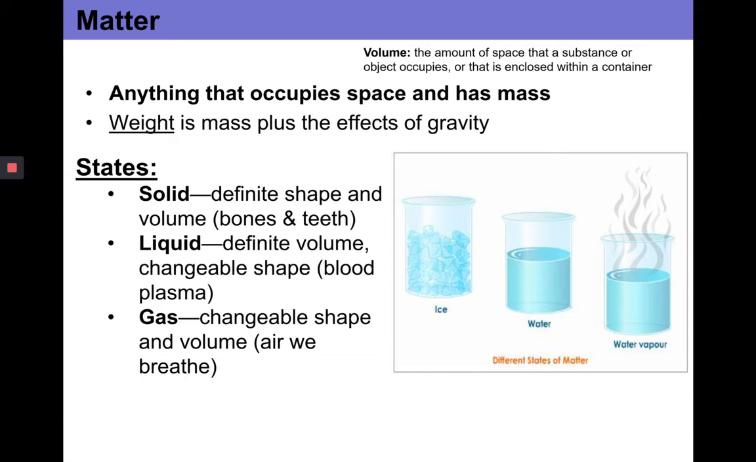Whereas liquids have a definite volume but changeable shape. Liquids will take on the shape of their container. An example in the human body would be blood plasma. And then gases have a changeable shape and volume, and the air we breathe would be an example. The air we breathe, for example, is going to be condensed as we inhale it in order to fit into the bronchial tubes and spaces to get to the air sacs or alveoli of our lungs. So there is a changeable shape and volume to gases.